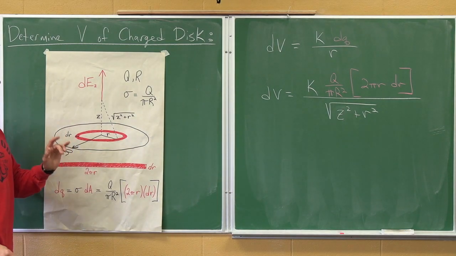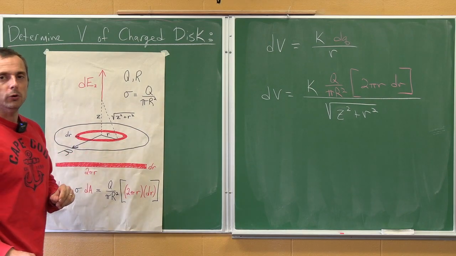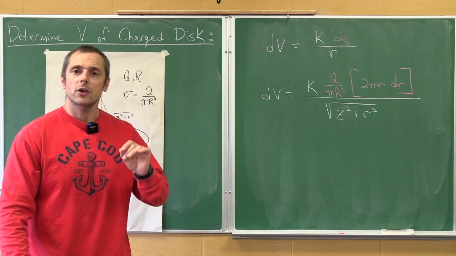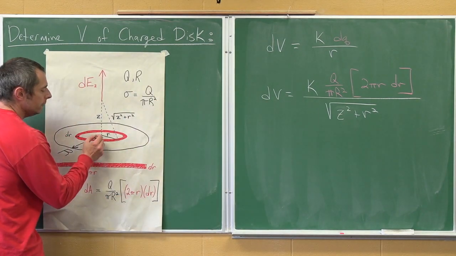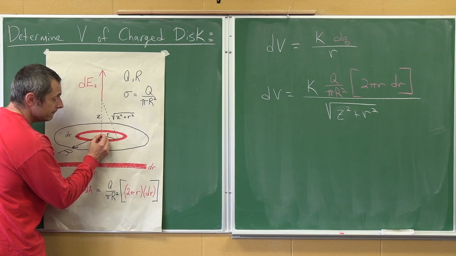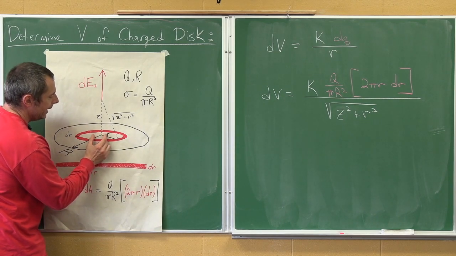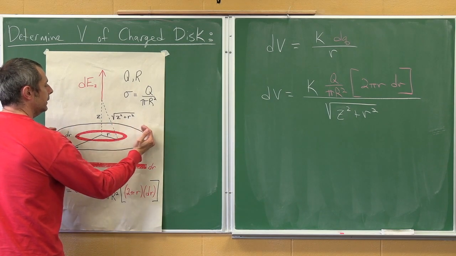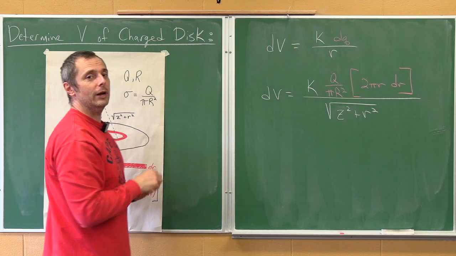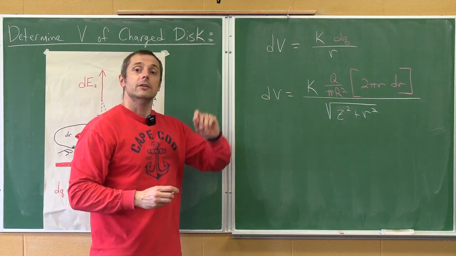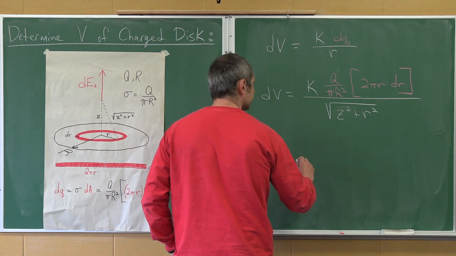But we don't want just the voltage of just a part of this disk. We want the voltage of the entire disk. So what we have to do is add up all these little voltages, starting from a ring that's tiny, almost zero radius, till we get to the largest ring of capital R. In other words, we're going to integrate that from 0 to capital R, and that'll give us the total voltage.